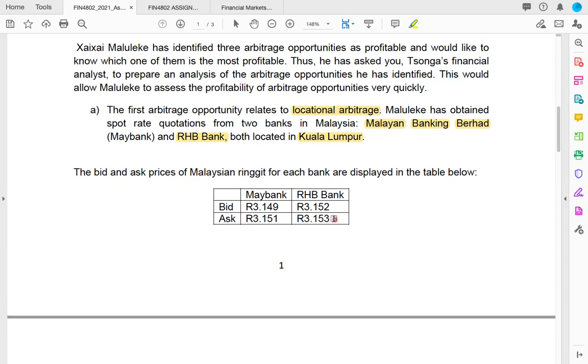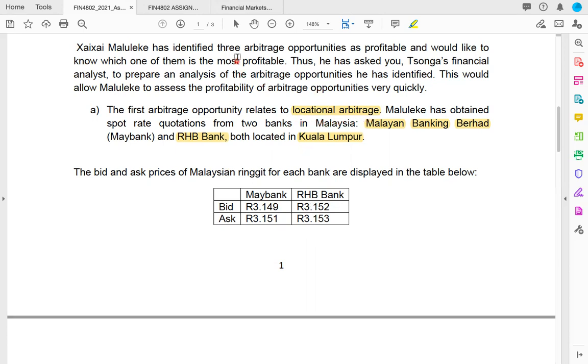At RHB Bank, if you're selling a Malaysian ringgit, you get 3.152 rand. If you're buying, you have to buy it for 3.153. And then remember what locational arbitrage is.